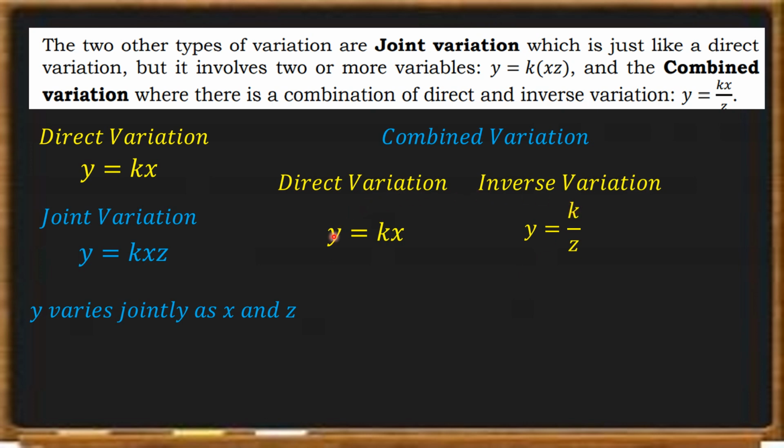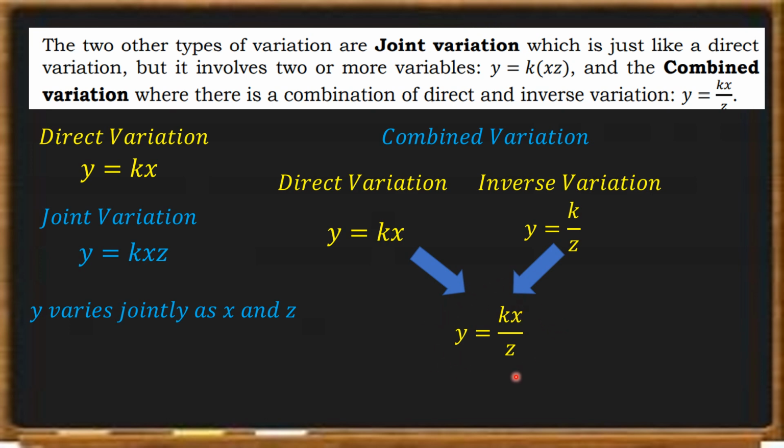So, if we combine these two, magiging ganito na siya. Y is equal to kx over z. Ito yung direct. Y is equal to kx. Takpan mo lang ito. Ayan. Y is equal to kx. Tapos, itong inverse, ito. Takpan mo lang yung x. Ayan. So, y is equal to k over z. So, parang nag-combine lang sila.